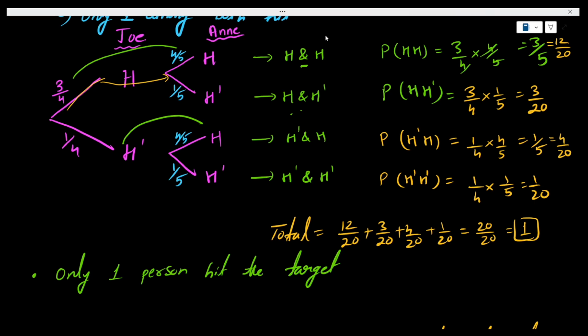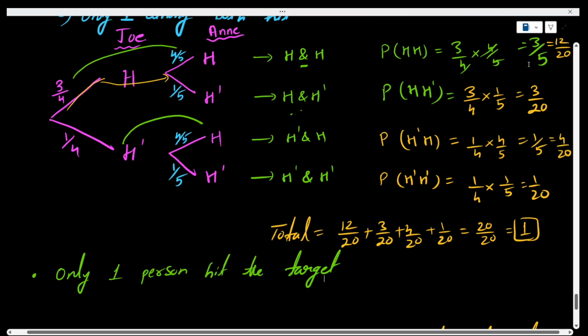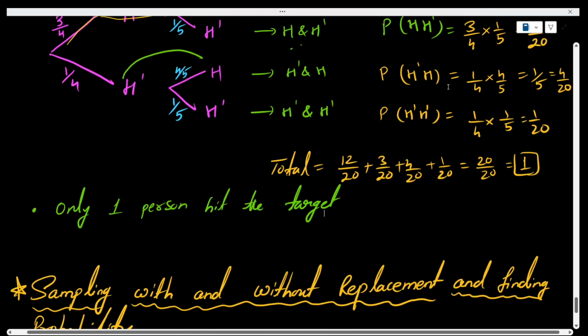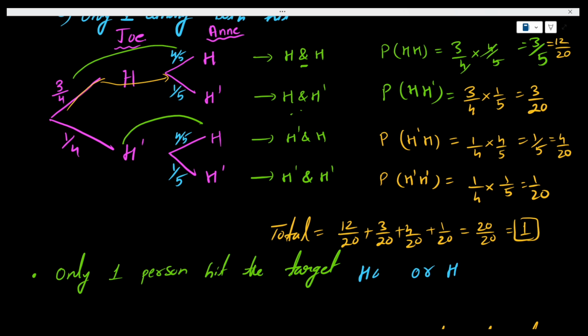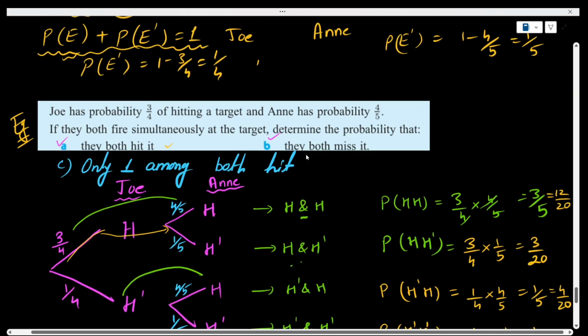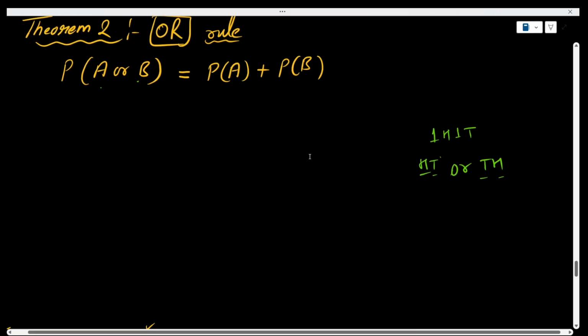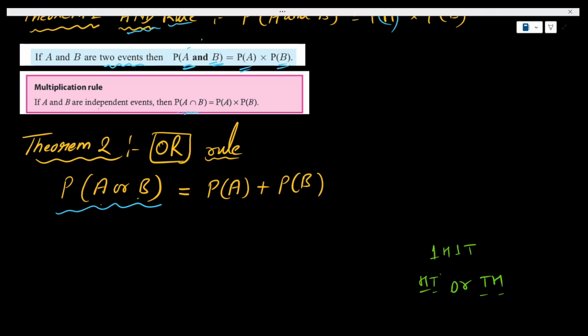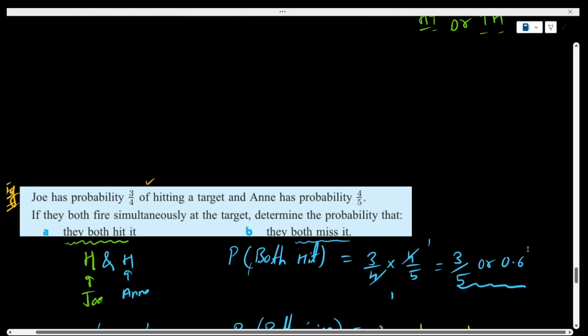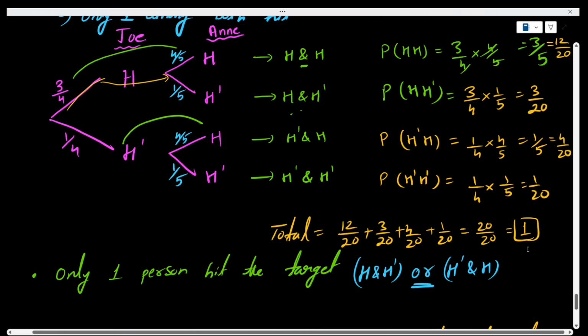Now there is a possibility Joe hit and Annie miss, or Joe miss and Annie hit the target. Joe is hitting and Annie is missing, or Joe is missing and Annie is hitting. So you know that in our OR rule, you always add the probability. Look here, we have seen our rule. We need to add the probabilities of each case, right?